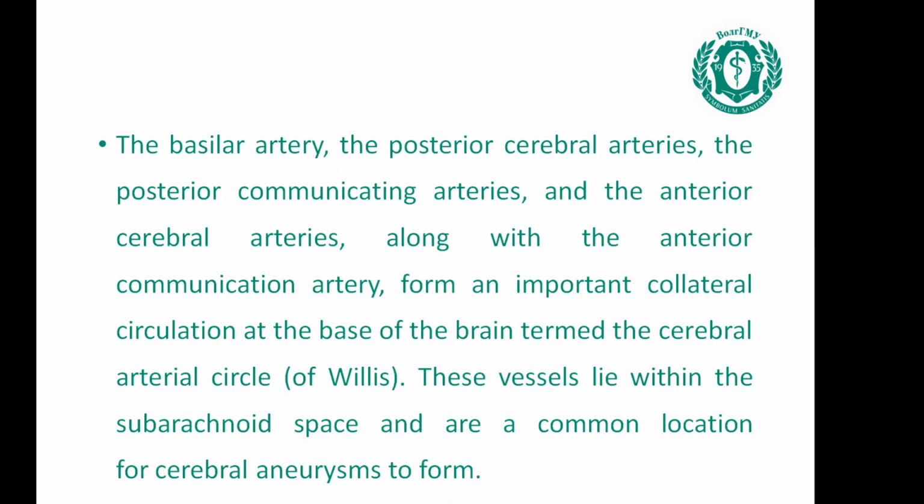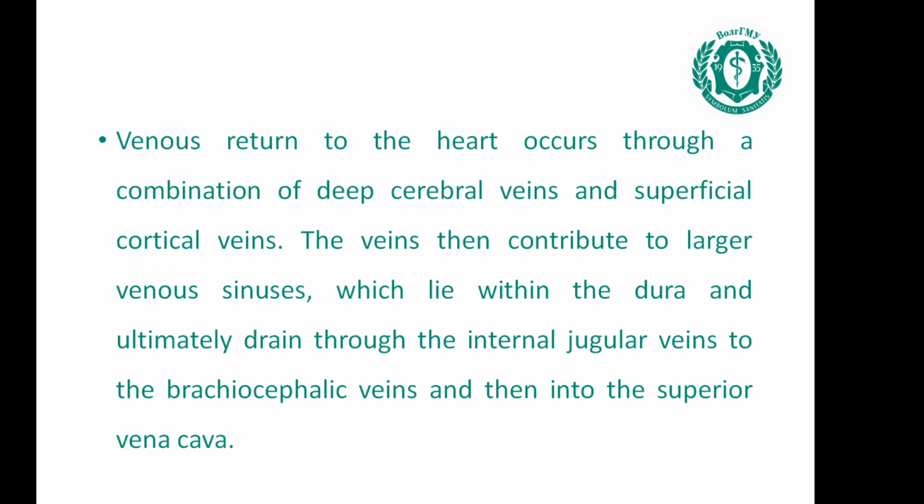The basilar artery, the posterior cerebral arteries, the posterior communicating arteries, and the anterior cerebral arteries, along with the anterior communicating artery, form an important collateral circulation at the base of the brain termed the cerebral arterial circle of Willis. These vessels lie within the subarachnoid space and are a common location for cerebral aneurysms to form. Venous return to the heart occurs through a combination of deep cerebral veins and superficial cortical veins. The veins then contribute to larger venous sinuses, which lie within the dura and ultimately drain through the internal jugular veins to the brachiocephalic veins and then into the superior vena cava.